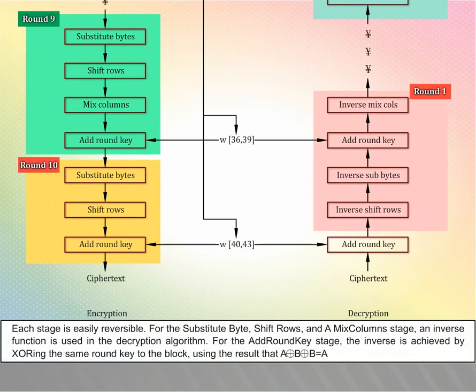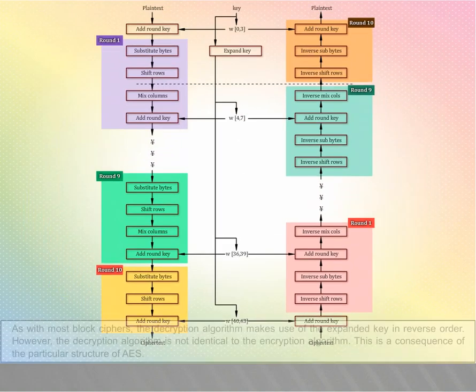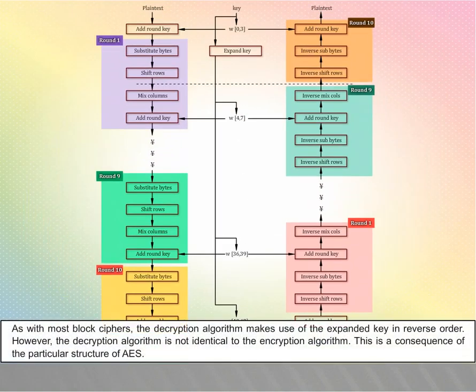For the substitute bytes, shift rows, and mix columns stages, an inverse function is used in the decryption algorithm. For the add round key stage, the inverse is achieved by XORing the same round key to the block, using the result that A XOR B XOR B is equal to A. As with most block ciphers, the decryption algorithm makes use of the expanded key in reverse order. However, the decryption algorithm is not identical to the encryption algorithm. This is a consequence of the particular structure of AES.